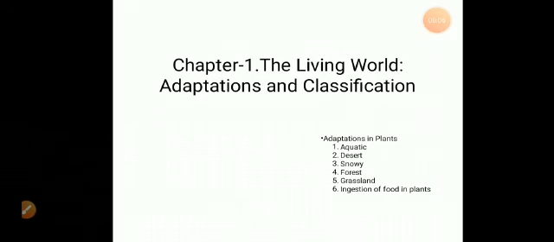Today we'll be studying the subject science. So please open your books on page number 1, chapter 1, The Living World, Adaptations and Classification. So first we'll be studying adaptations in plants, aquatic plants, desert plants, snowy, forest region, grasslands, and also adaptations for ingestion of food in plants. So now let's move on to the next slide.